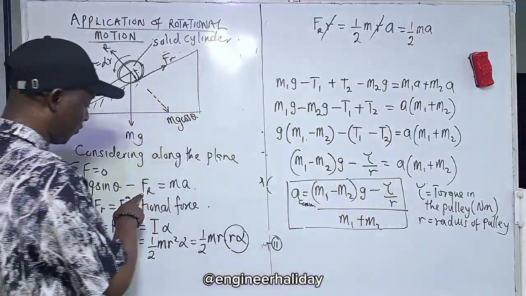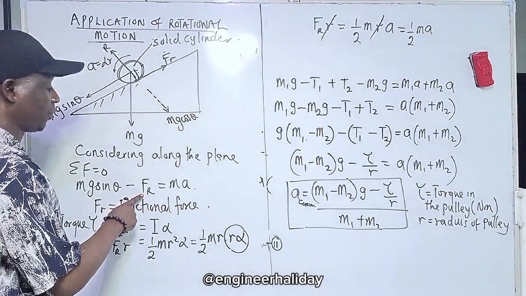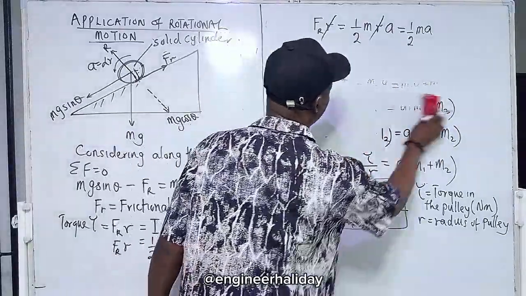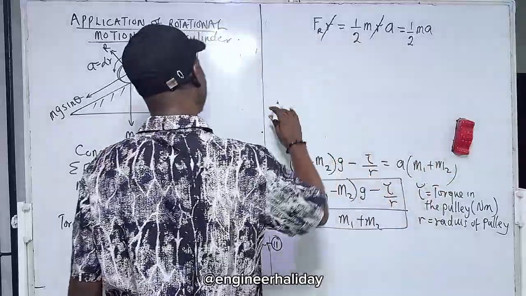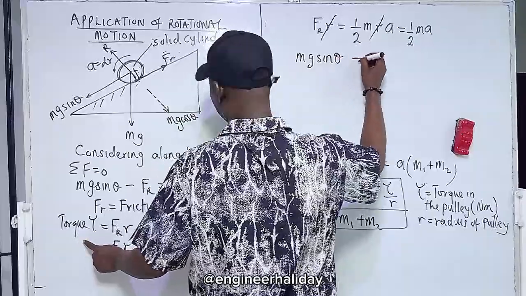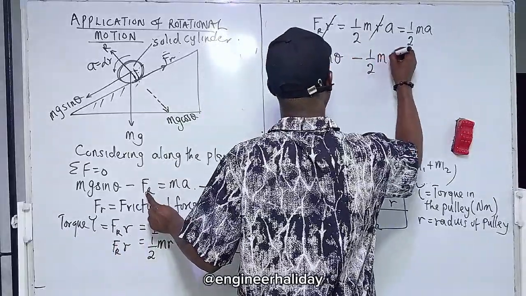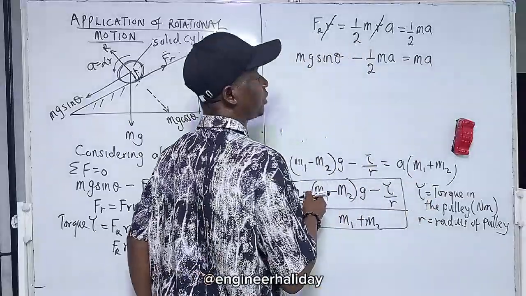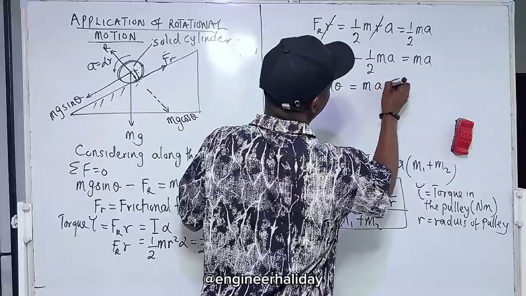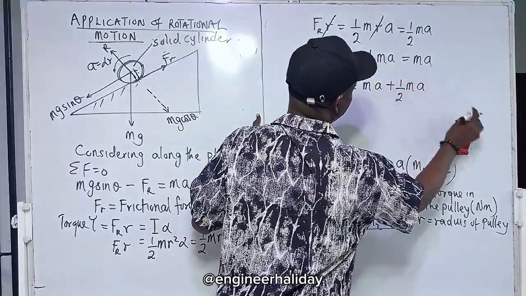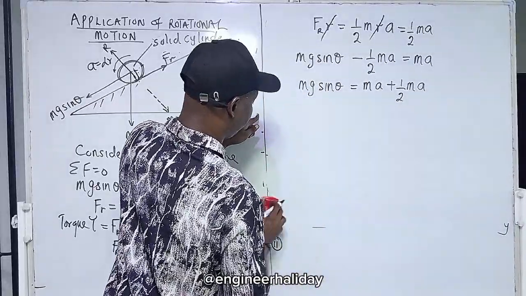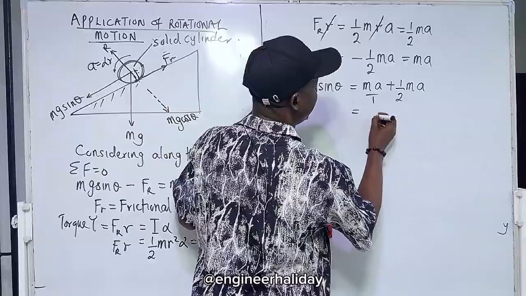So I will now take you back to the formula we started with. What am I going to do there? Put it there. I would have mg sin theta minus half ma equal to ma. Let's make a the subject of the formula, so I have mg sin theta equal to ma plus half ma. So what will you have now? The LCM is what?